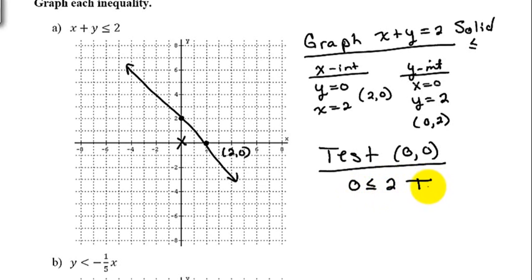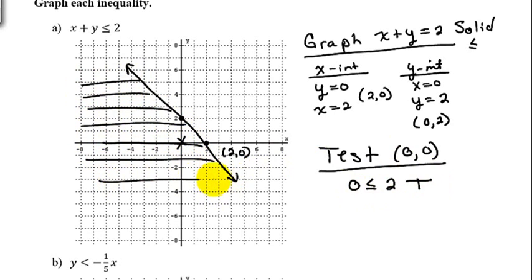And 0 is less than or equal to 2. That's a true statement. And so any point on that same side of the line will give us a true statement. So then you shade the side of the line that's true. So the solution for this then is any point that's in this shaded region.